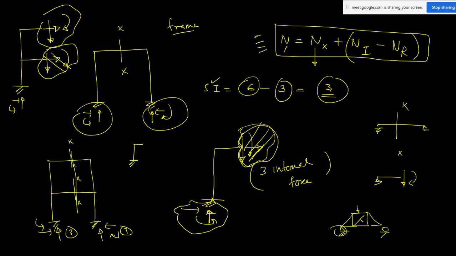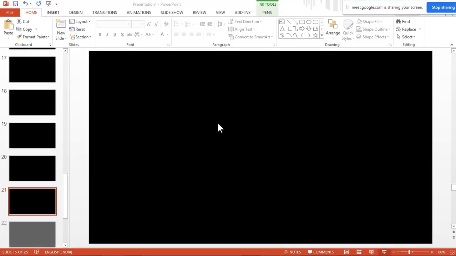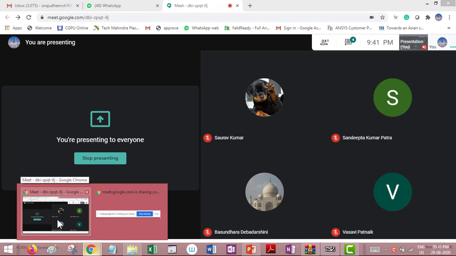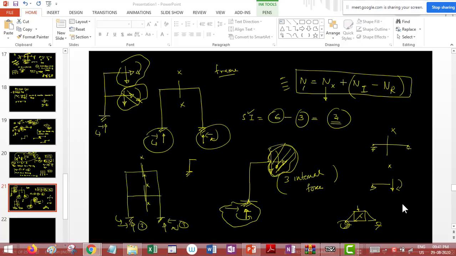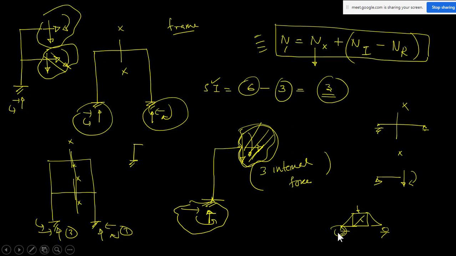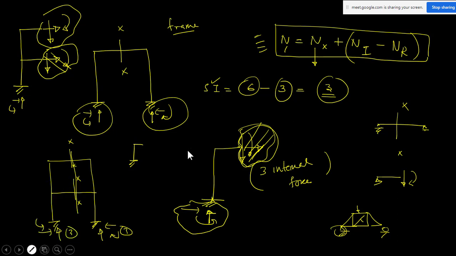Is it clear, this part? I will just complete this discussion, then we can stop. At least I want you to be clear in this. Is this point clear? These three also I have to count as unknowns. Yes, sir, clear. Okay, so now we'll come to the final point.